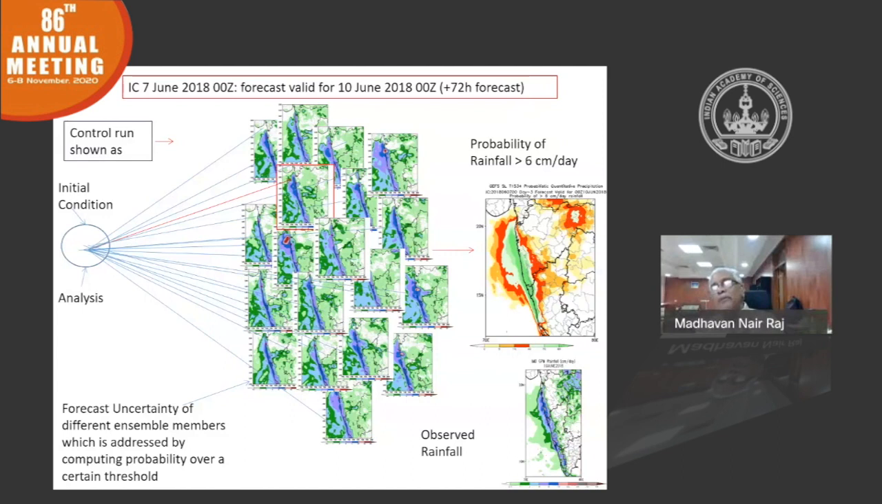And we found that these are very, very useful when compared to the deterministic model, especially for predicting extreme weather, very heavy rains or extreme winds. On the right-hand side, you can see the map we have generated: the probability of rainfall of more than 66 centimeters per day. This will give good guidance for the people who can take action on that.